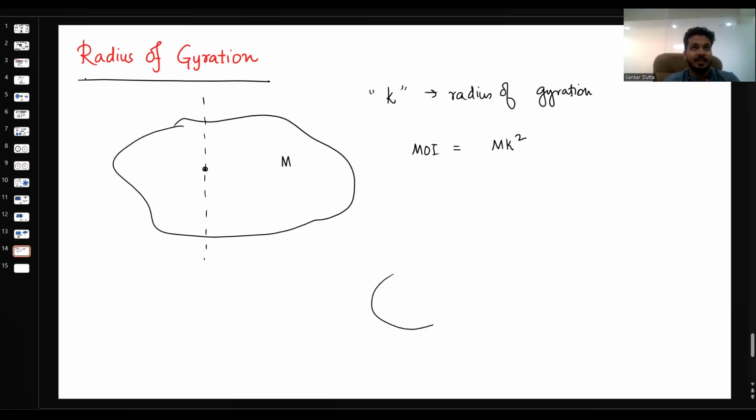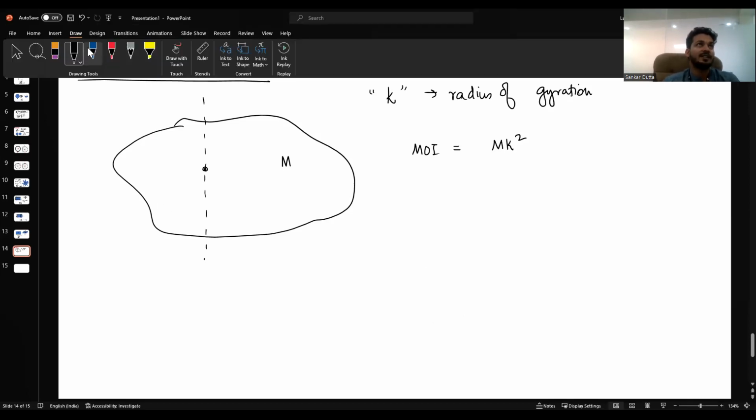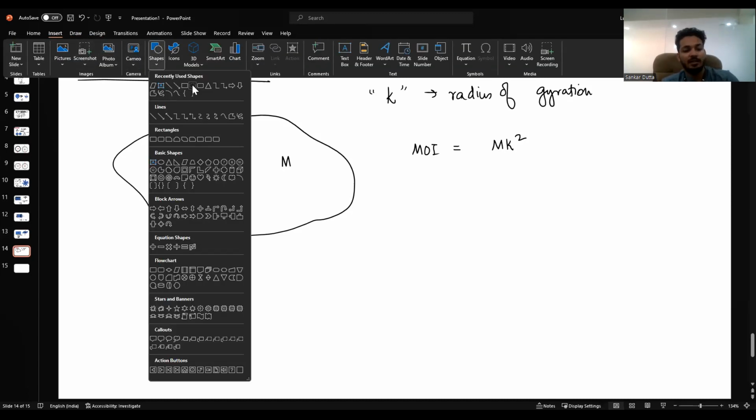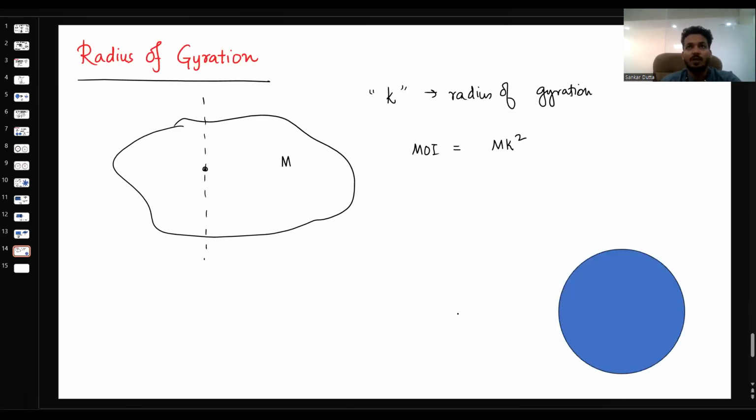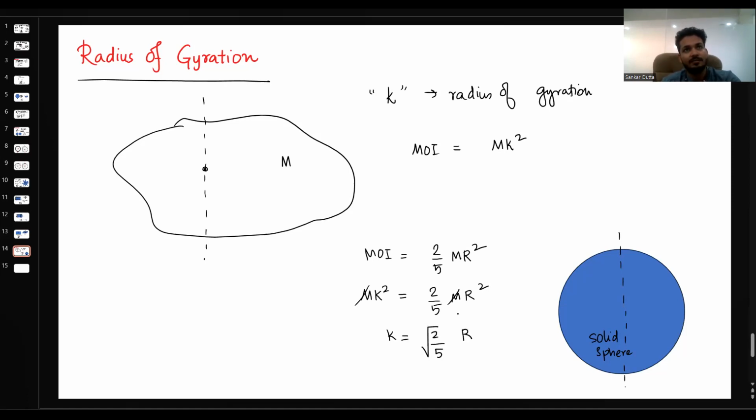Now I have a question for you. If you try to find out experimentally, and let's say you have a sphere, a solid sphere, what will be its radius of gyration? Well, we know the moment of inertia is 2 by 5 mr square. And radius of gyration is such that if you do m into k square, you should get the moment of inertia, which is 2 by 5 mr square. So m cancels and k comes out to be under root of 2 by 5 into r, right?